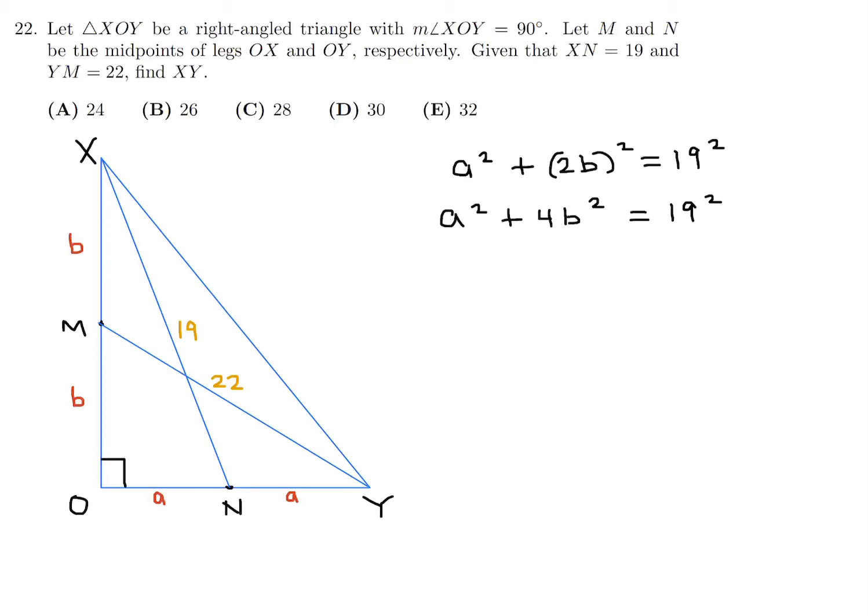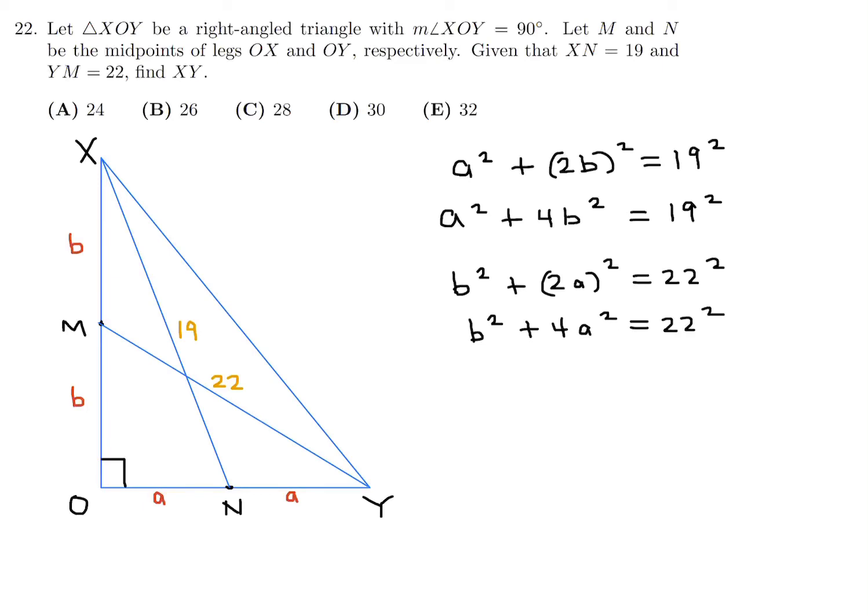Now let's look at another triangle and we'll figure out another Pythagorean relationship. This one right here, MOY. That one we can get another similar equation, B squared plus 2A squared is equal to 22 squared. So this becomes B squared plus 4A squared is equal to 22 squared.